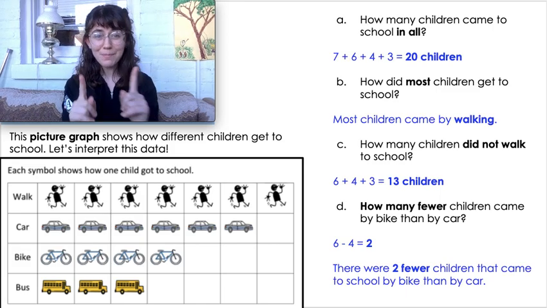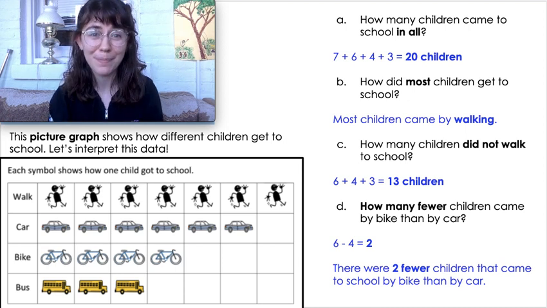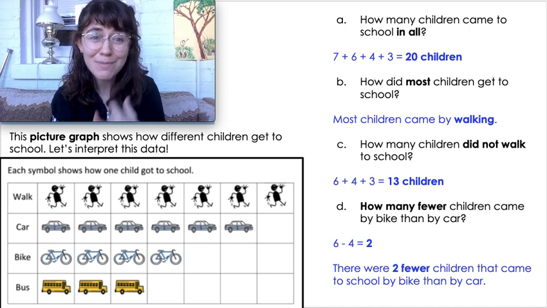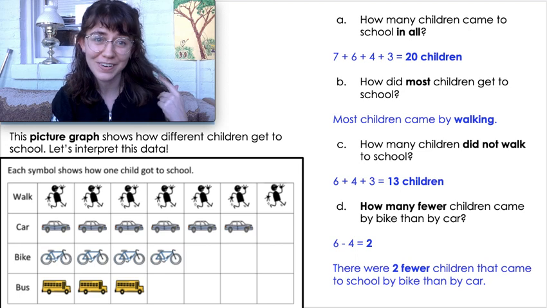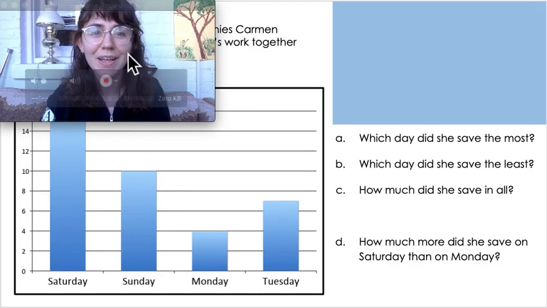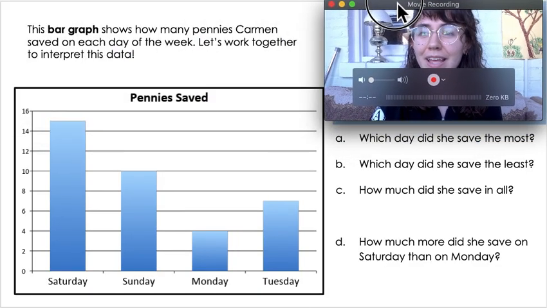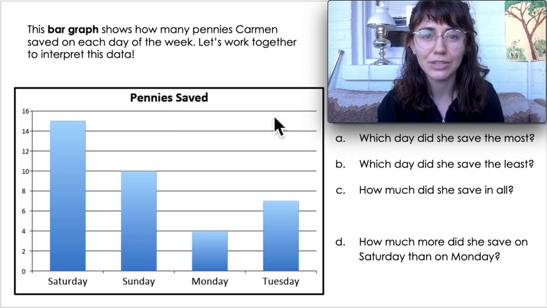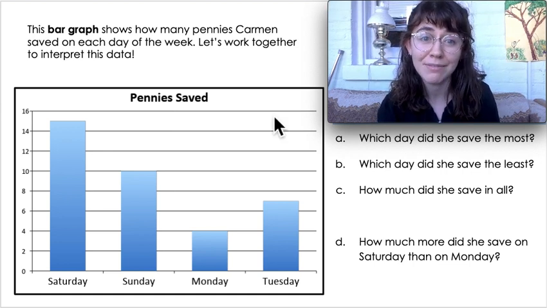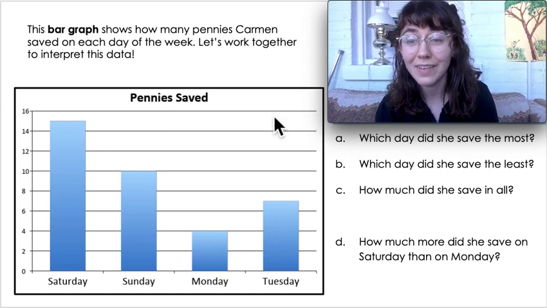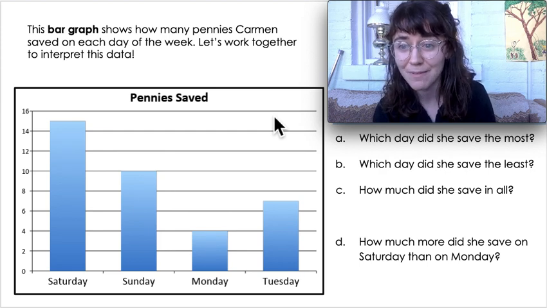All right, we have one more graph, and it's going to be a bar graph. So we've already done a table, we've already done a picture graph, and now we're going to do a bar graph. So let's check out this bar graph. This bar graph shows how many pennies Carmen saved on each day of the week. So let's work together to interpret this data.